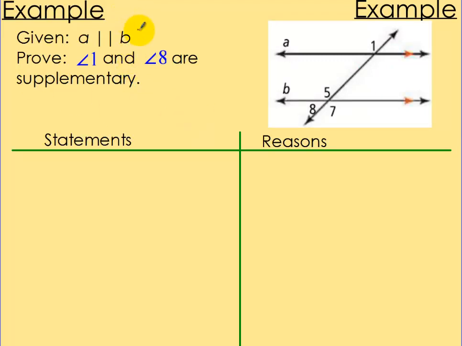Okay, let's begin. So we want to prove this. I'm given A is parallel to B. Prove that angle 1 and angle 8 are supplementary. So this is a 2-column proof. The book does other proofs, but I want to focus on these 2-column proofs.